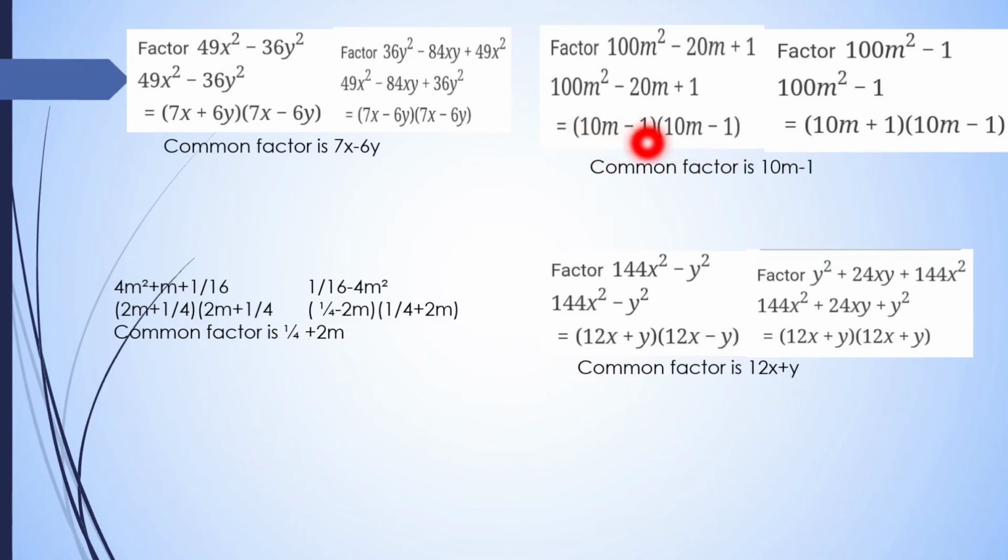Now these are the factors of the first expression and these two are the factors of the second expression. Now you just have to see which is the common factor among them. So here 10m minus 1 is common in both expressions. So the answer will be 10m minus 1.